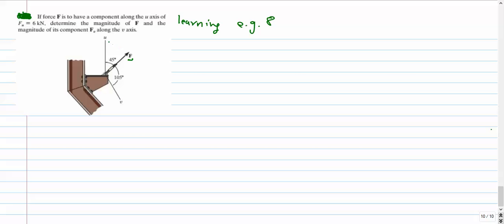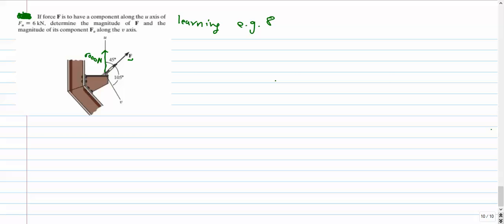So they have given us the component of this force along the u-axis, and this component of the force F is 6,000 newtons. And they want us to find the magnitude of the force F and its component along the v-axis. So in order to do that, we need the vector triangle. So let's start with that.